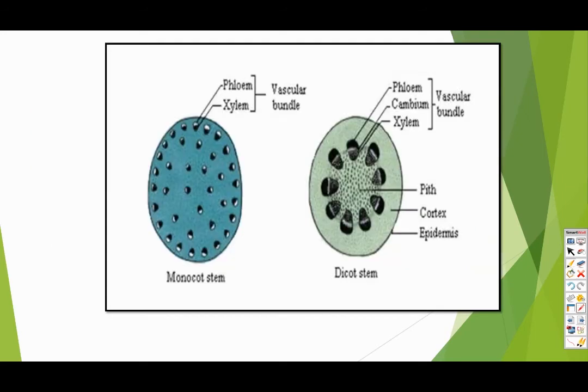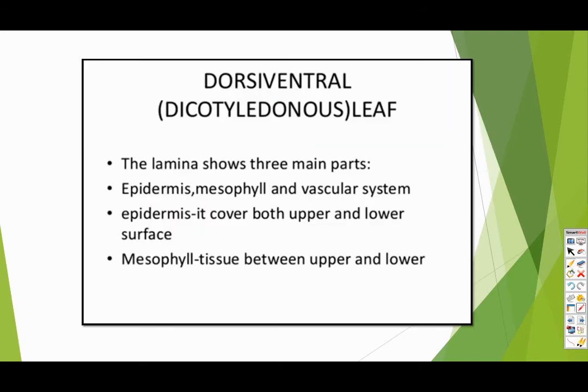Moving on to the first one, see the diagram, children. Usually it has your upper epidermis and the lower epidermis. Upper epidermis is called your adaxial epidermis. Lower epidermis is called your abaxial epidermis. Usually the stomata is more concentrated on your lower epidermis.